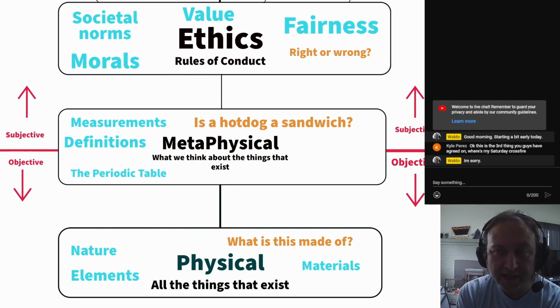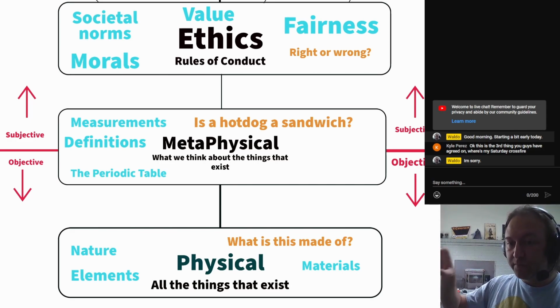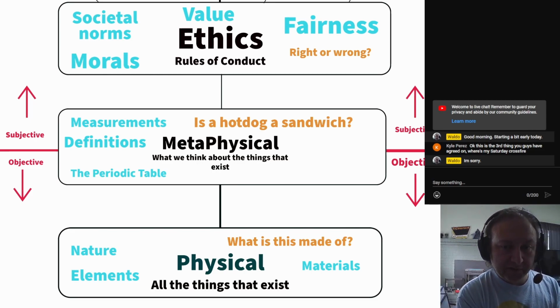But the people who use the word objective morality are trying to control things. They're often religious people who are saying that objective morality is correct and that they can prove it. And I don't think that they can.